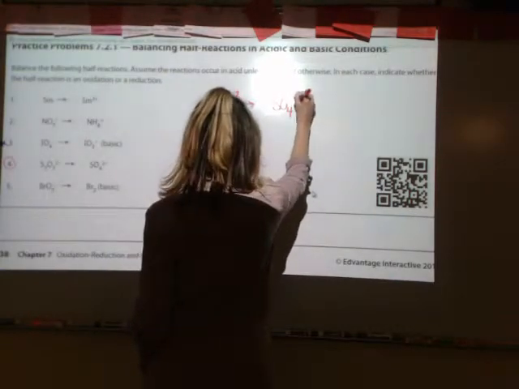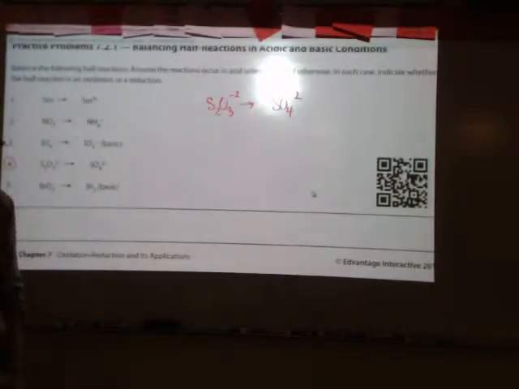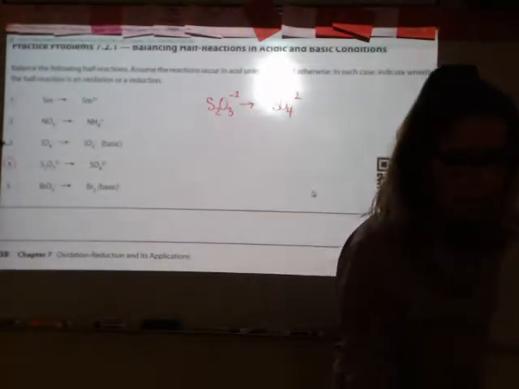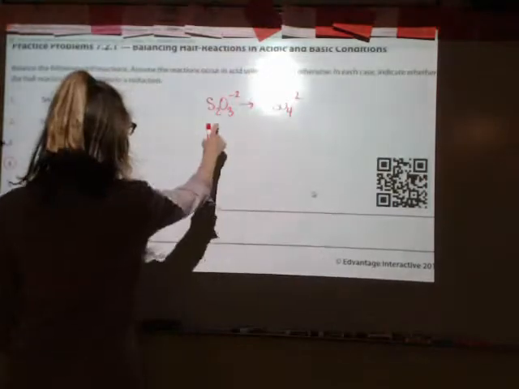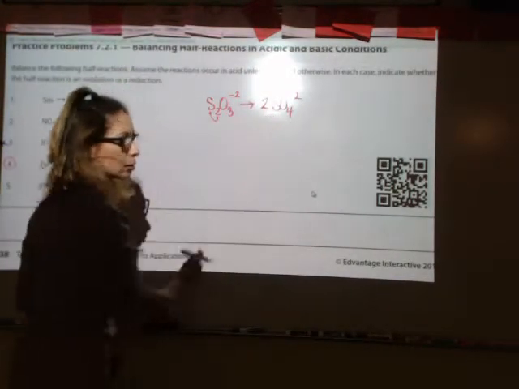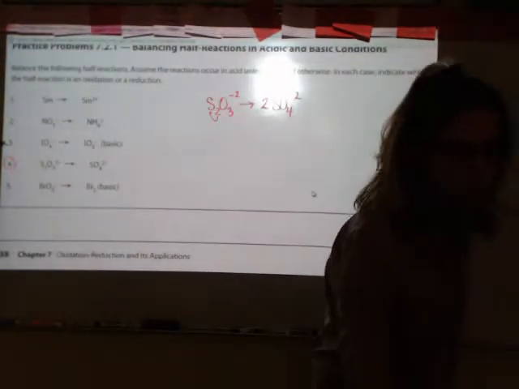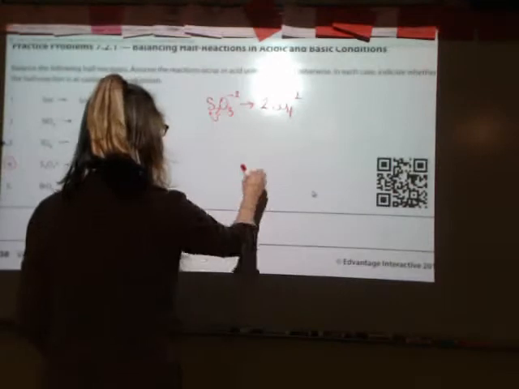Do you want me to help you? Since this was a little bit different. Yeah. Step 1 was balance atoms other than hydrogen and oxygen. And you have 2 sulfur here. So just put a 2 here to balance the sulfur. Step 2, balance oxygen by adding water.